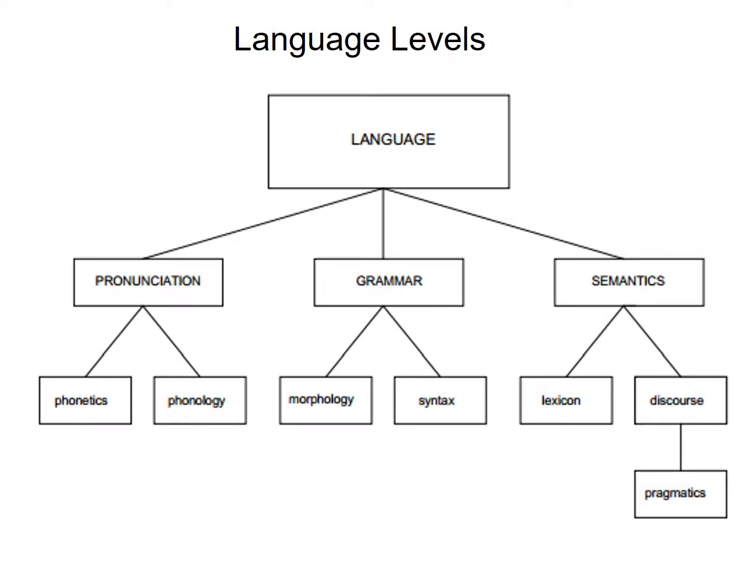Pronunciation consists of phonetics and phonology. Grammar is comprised of morphology and syntax, and semantics is made up of lexicon and discourse, which includes pragmatics. Although we can concentrate on any of these levels largely to the exclusion of others, these different facets of the structure of language are in fact harmoniously interrelated.